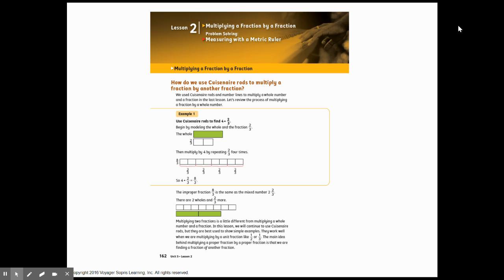Today we're going to be talking about multiplying a fraction by a fraction. And our problem-solving portion will be reviewing measuring with a metric ruler. So let's just dive on in.